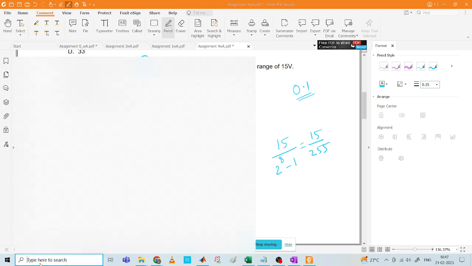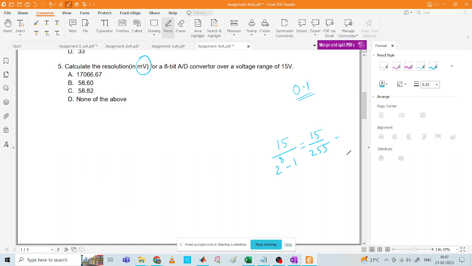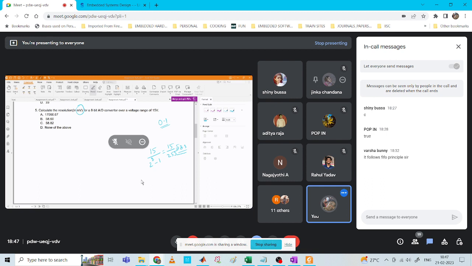Anyone? 58.8, sir. 58.82. Correct. 58.8. Did anyone have any problem in understanding this? Does anyone want me to repeat? I can repeat. Sir, please repeat it, sir.